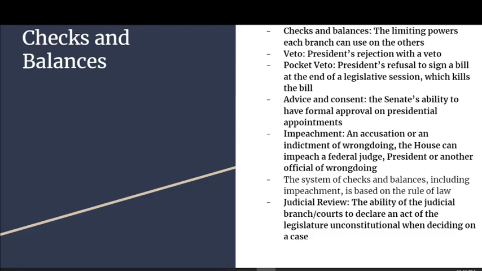And then the president also has a pocket veto, which means the president can refuse to sign the bill at the end of a legislative session, which just stops the bill completely. Now there's the advice and consent, which is the power to give formal approval on presidential appointments, such as the Supreme Court members.